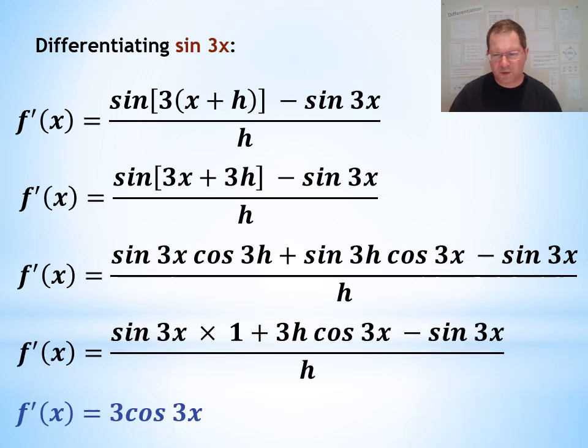So again, cos 3h is still going to be roughly equal to 1, whereas sine 3h is going to be roughly equal to 3h. So we've got sine 3x times 1 minus sine 3x, which is 0. And we've got 3h cos 3x over h, so the h is cancelled out, but we're left with 3 cos 3x. So if y equals sine 3x, then dy by dx equals 3 cos 3x.